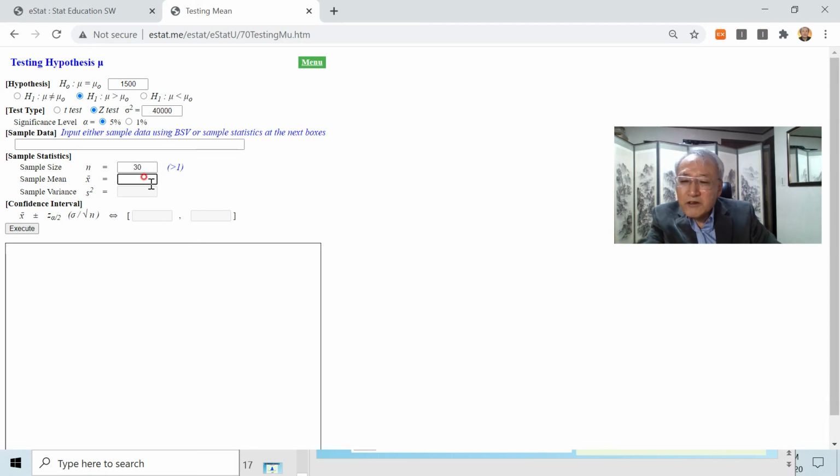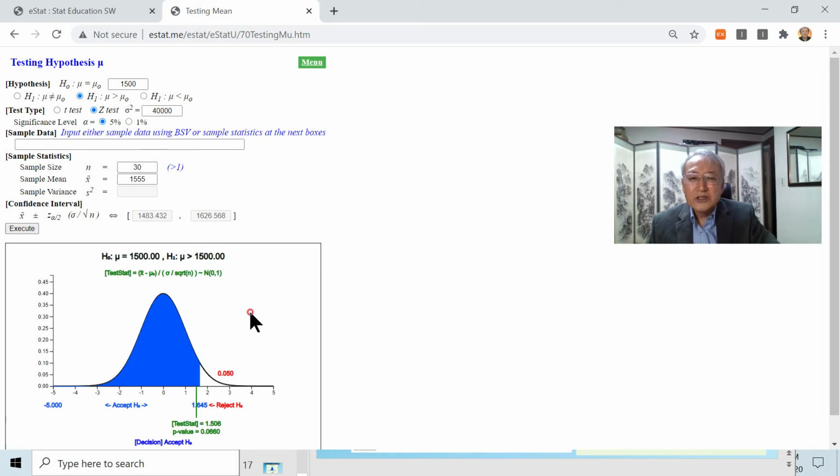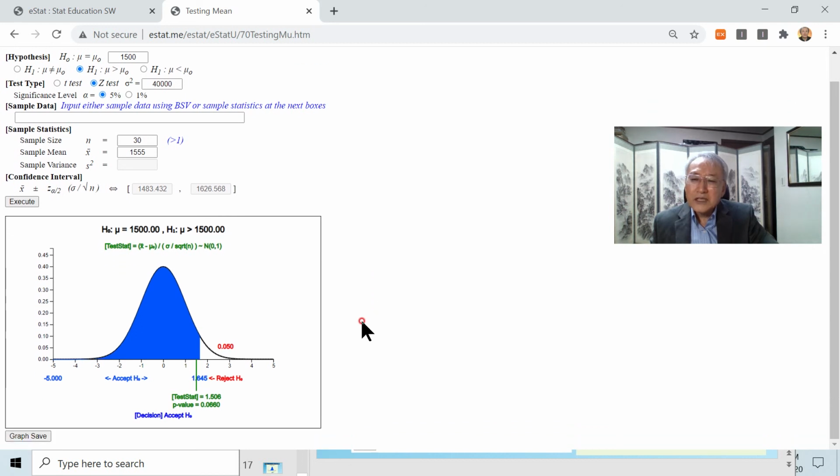The sample mean was 55. You don't need the sample variance. We assume the population variance. Therefore, if you execute, they provide this. Okay. What does this mean? The transformed value of your sample mean is located here. The critical value is a little above that. Therefore, you have to accept H0. Okay. Using this E-stat new module, testing hypothesis is simple.